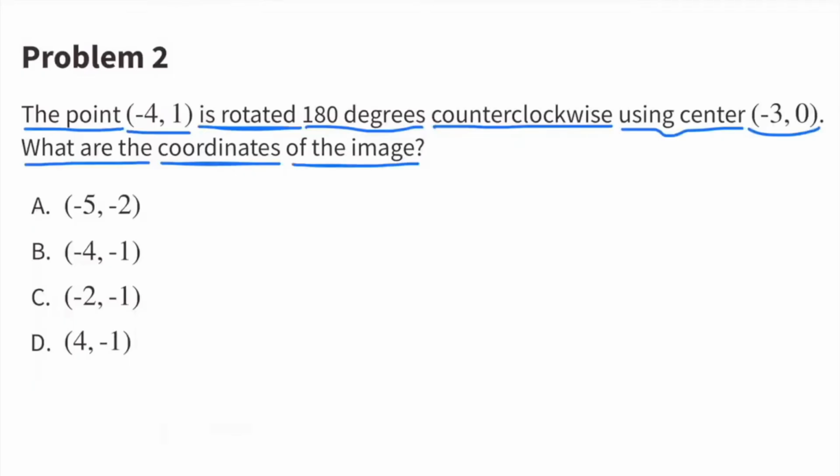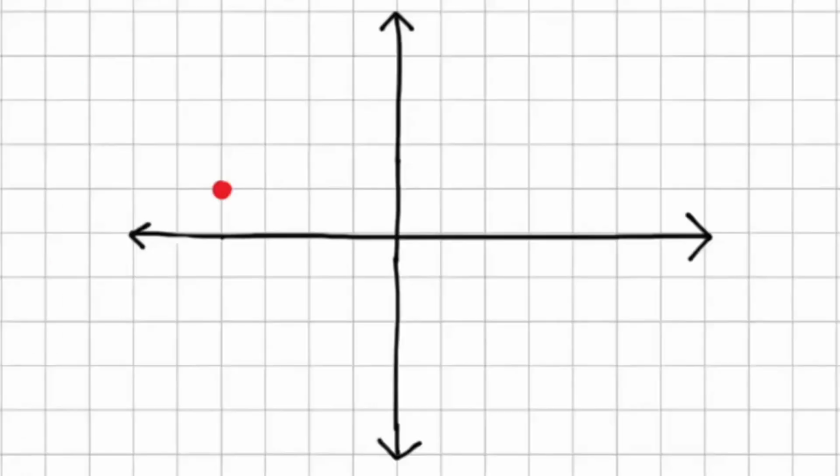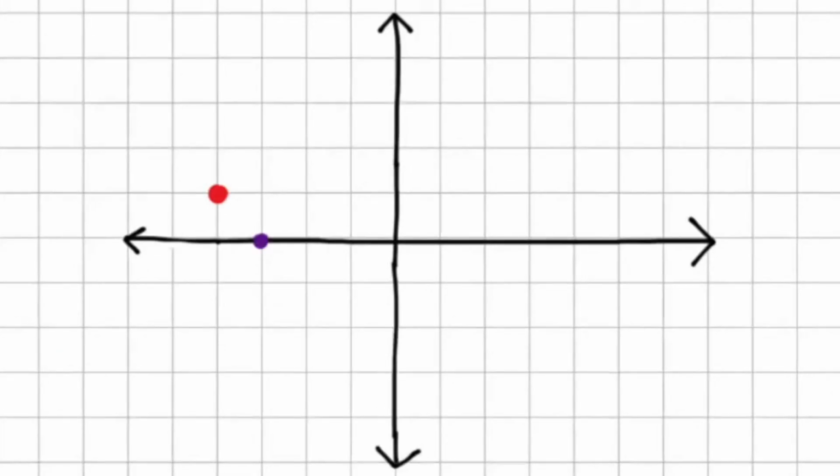Number 2. The point -4 and 1 is rotated 180 degrees counterclockwise using center -3 and 0. What are the coordinates of the image? This red point has the coordinates -4 and 1. And this purple point has the coordinates -3 and 0.